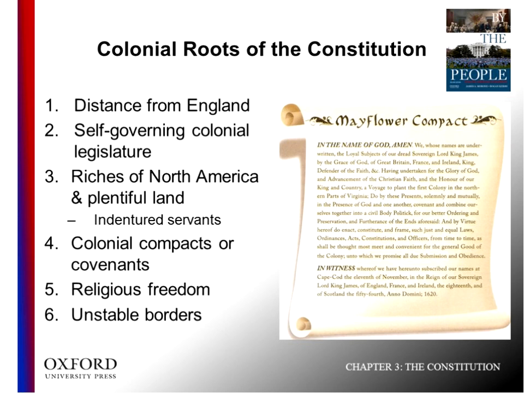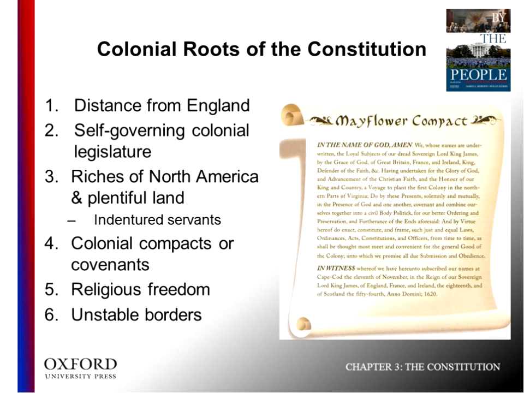Given the fact that the colonies were 3,000 miles away from the king, and the fact that the English policy of ignoring the colonies is what we call salutary neglect, it actually permitted the colonies to develop their own political institutions. And then when the English finally came back around in the mid-1700s and started reasserting control or interfering in colonial affairs, it backfired tremendously. The American colonists said, hey, now all of a sudden you're interested in what we're doing.